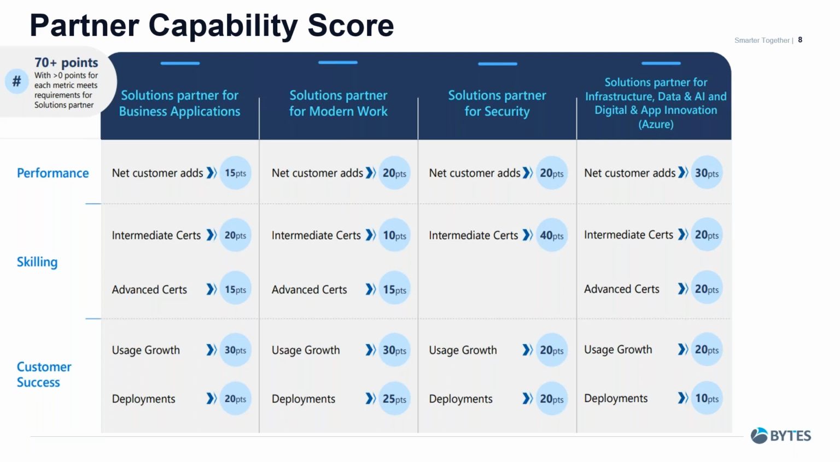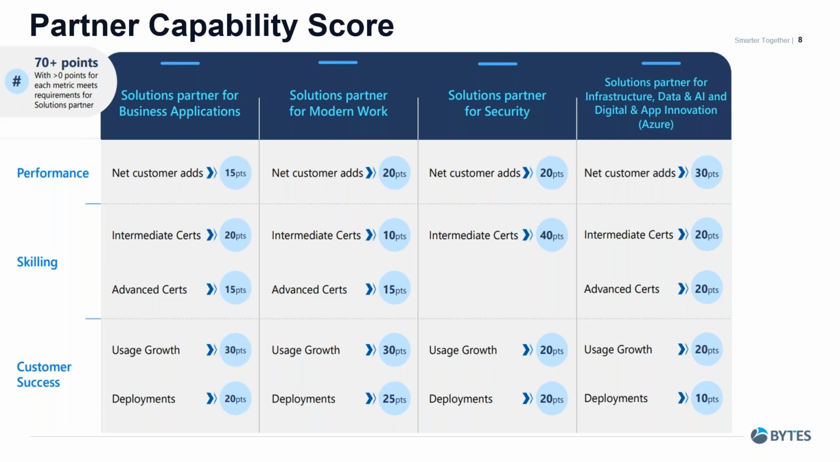You will not qualify unless you have something in each section. And each section is not performance, skilling, and customer success. It's the sections within those categories. So for performance, it'll be fine. You win a customer and you'll get some points, but out of the 20 points available for skilling, you'll need points in both intermediate and advanced. You'll also need points in usage growth and deployments.